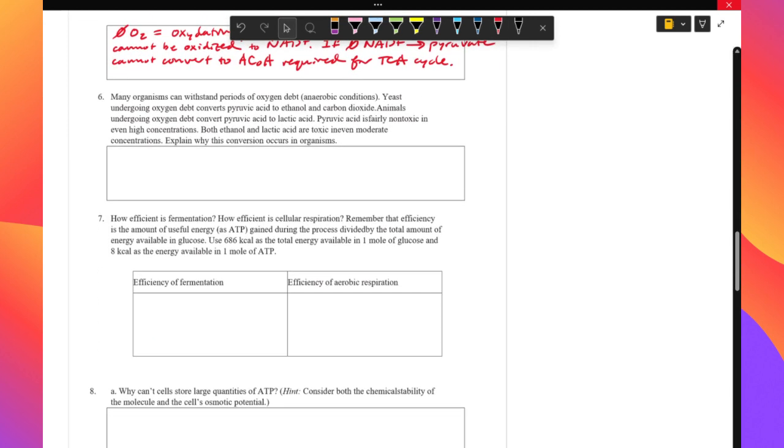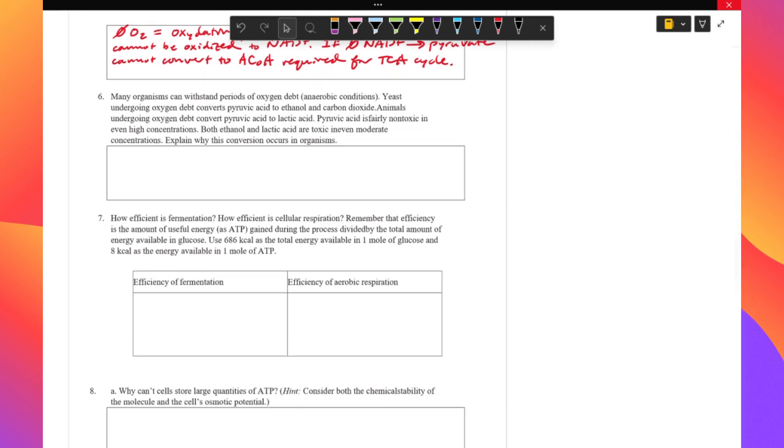Many organisms can withstand periods of oxygen debt, or anaerobic conditions. Anaerobic, prefix an, without, aerobic, oxygen. Yeast undergoing oxygen debt converts pyruvic acid to ethanol and carbon dioxide. Animals undergoing oxygen debt convert pyruvic acid to lactic acid. Pyruvic acid is fairly non-toxic in even high concentrations. Both ethanol and lactic acid are toxic in even moderate concentrations. Explain why this conversion occurs in organisms.